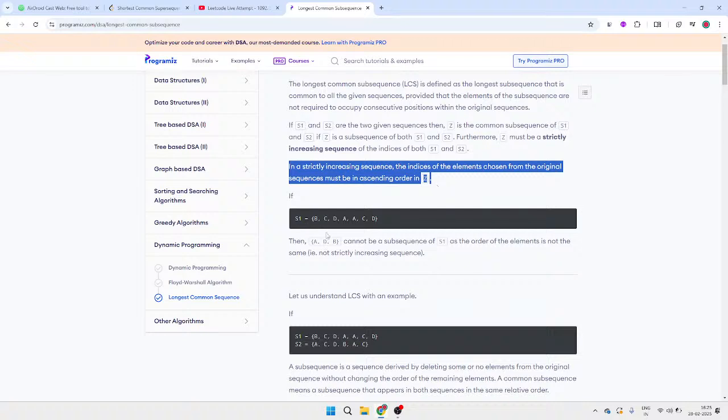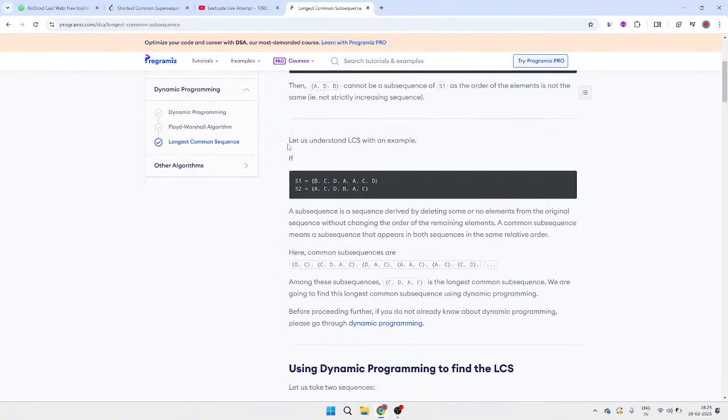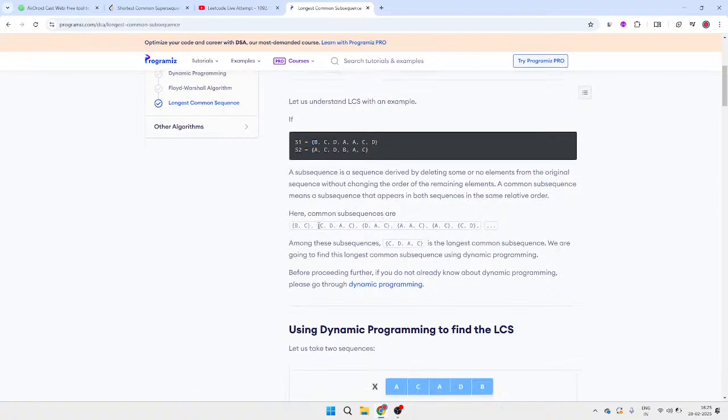So if S1 is this, then ADP cannot be a common subsequence, obviously. That's a basic understanding which everyone has. So they say BC is common because BC is in ascending order in this string, and here also it is in ascending order in this string. Then CDAC is in ascending order here. Yes, C, D, A, and C.